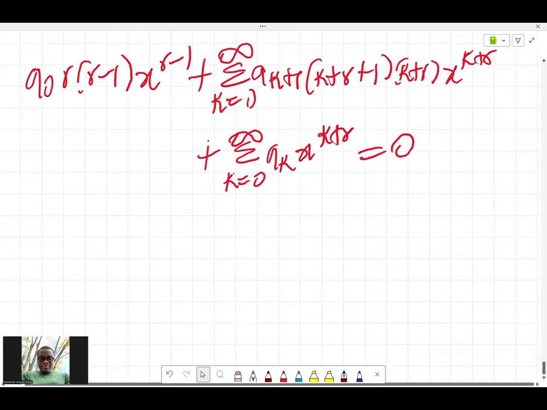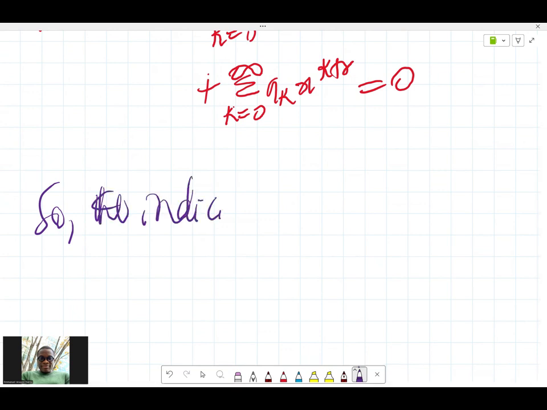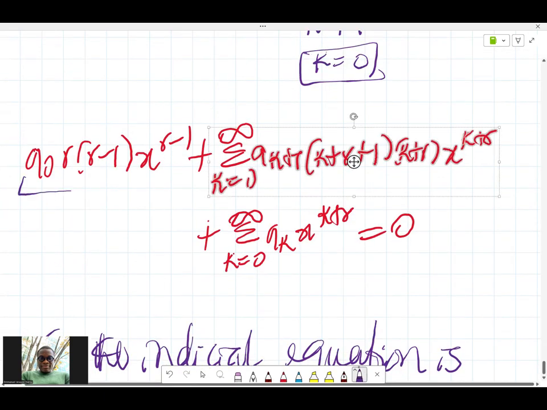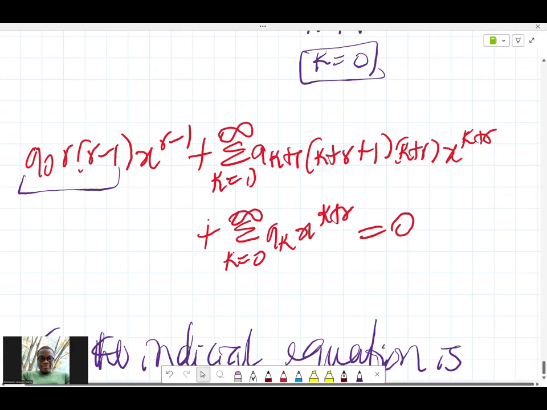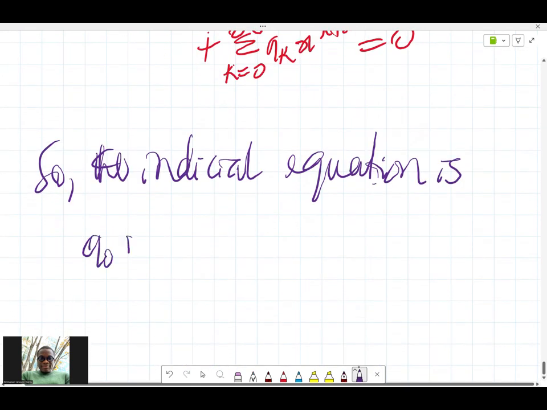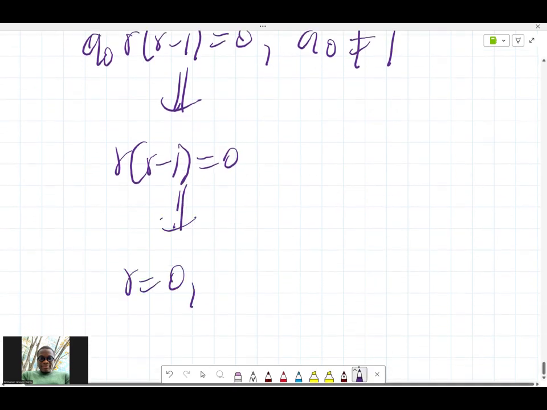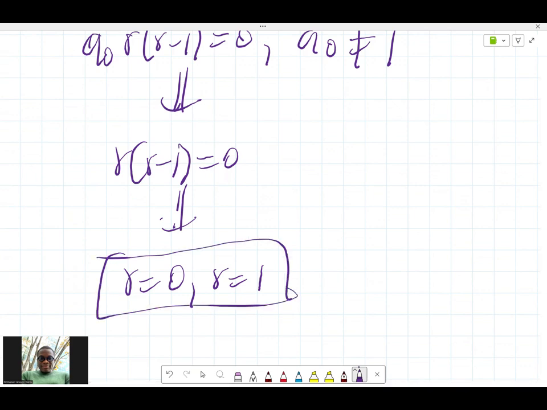And with this in place now, we need to find the initial equation. The initial equation is all this coefficient, because the lowest power here is r minus 1. So we have a naught r into r minus 1 equals 0, and of course, a naught has to be not equal to 0. So the initial equation is r into r minus 1 equals 0, which implies r is equal to 0 and r is equal to 1. These are the values of r, so with these we can go back to the original expression and deal with that.